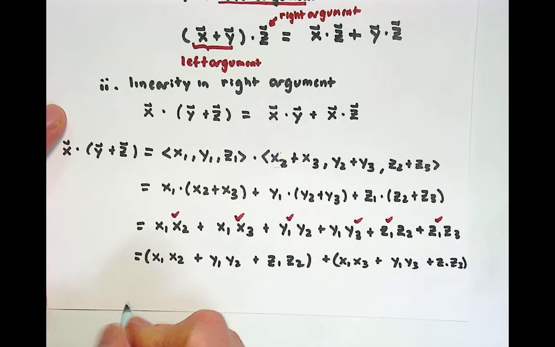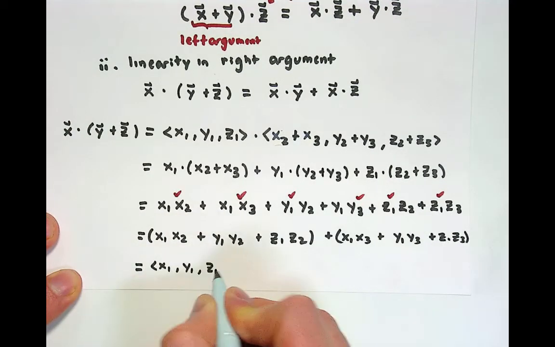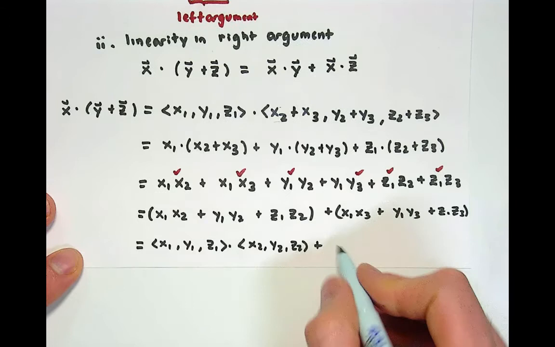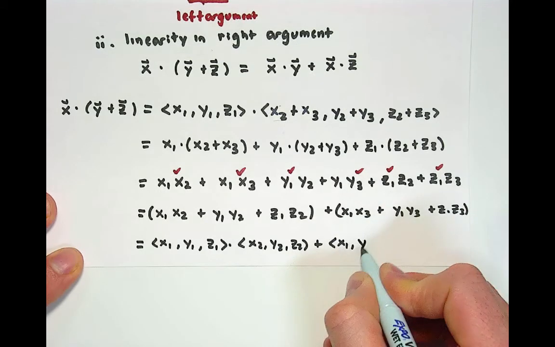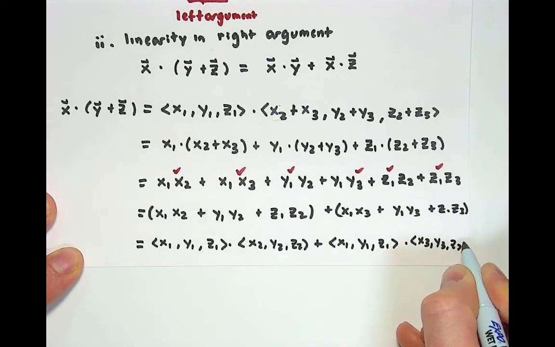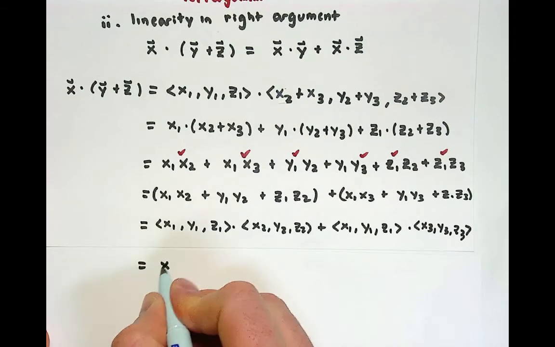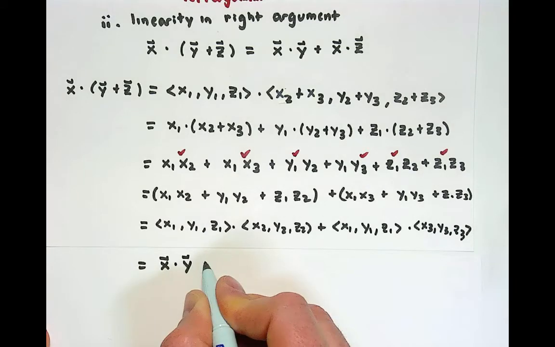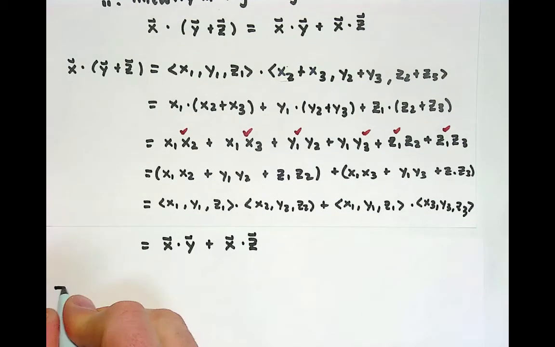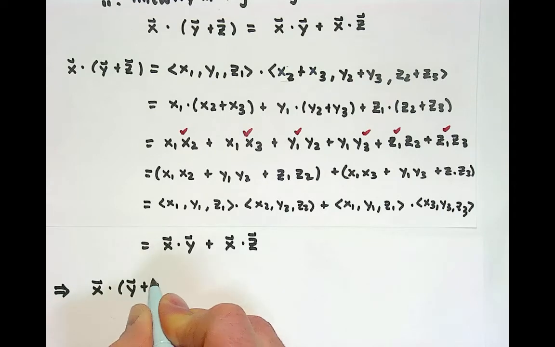And then each of those is an inner product. And in particular, this is x1, y1, z1 dotted with x2, y2, z2. This is the component definition. And then we add that to x1, y1, z1 dotted with x3, y3, z3. And this is now x dot y plus x dot z, which means we've just confirmed linearity in the right argument. I can pass dot products through vector addition.